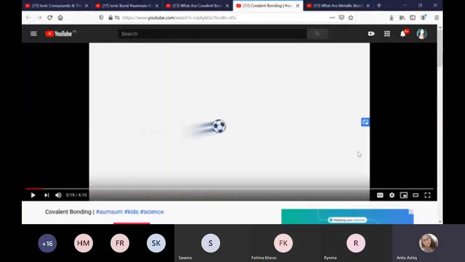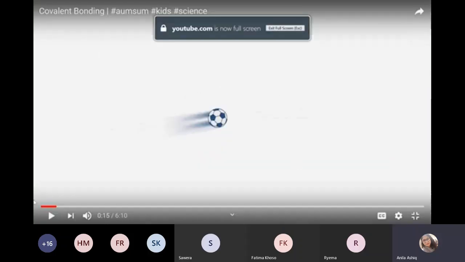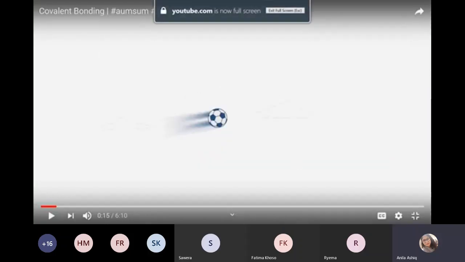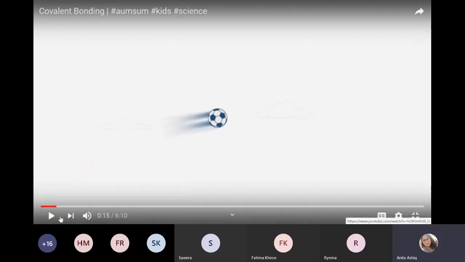A covalent bond is formed by the sharing of electrons between two atoms. Very good, that's right. And here another exciting one. I'm so excited to see it. We'll see how the covalent bond is formed. Yeah, it's formed between non-metals. That's right.